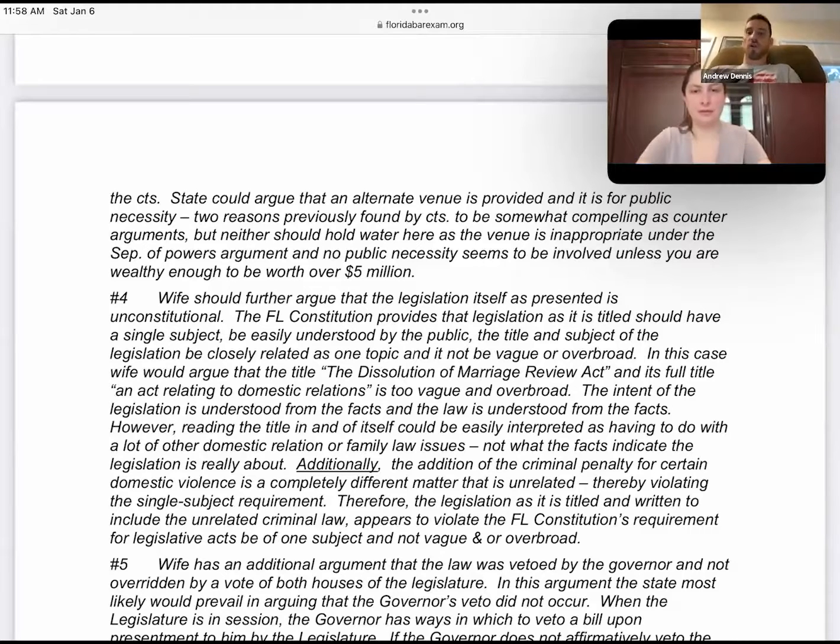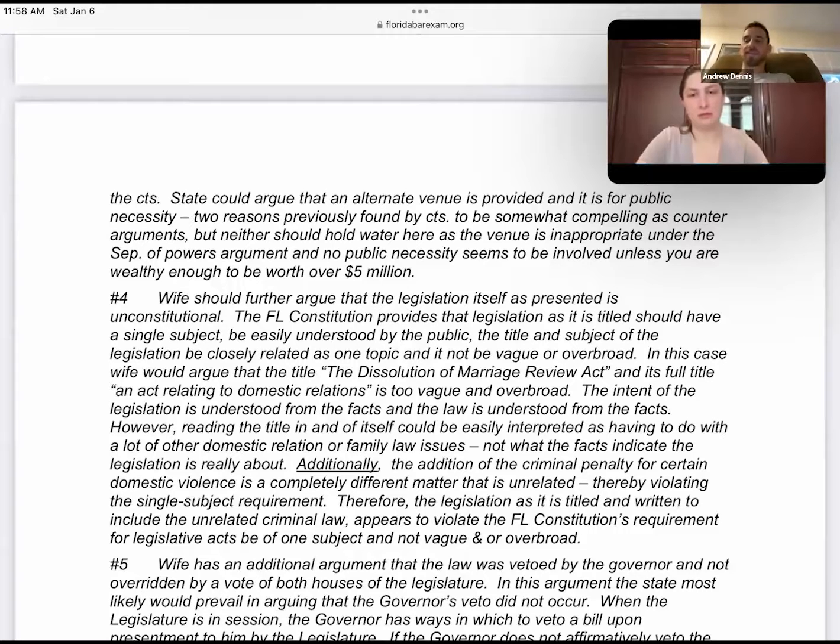In this case, wife would argue that the title of Dissolution of Marriage Review Act and its full title, la-di-da, is too vague and overbroad. The intent of legislation is understood from the facts, and the law is understood from the facts. However, reading the title in and of itself could be easily interpreted as having to do with a lot of other domestic relations or family law issues, not what the facts indicate the legislation is about.